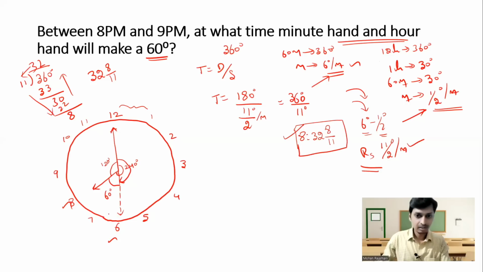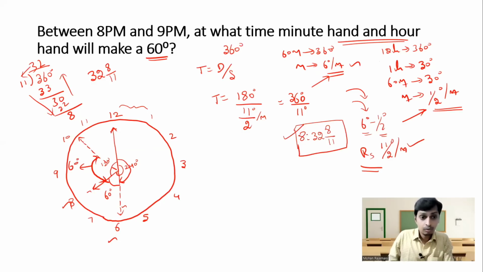See, at this point, you will get a 60 degree angle, right? At 8 o'clock, 32 minutes 8 by 11, you will get a 60 degree angle, and you will get one more 60 degree angle. So what is that one more? When this minute needle crosses this hour needle, and if it is at this 10, right, you will get another 60 degree angle. Yes or no? You will get another 60 degrees. So here also you will get a 60 degree angle.